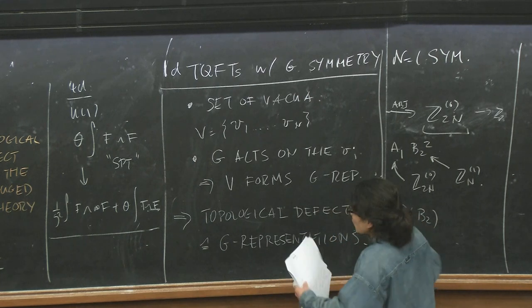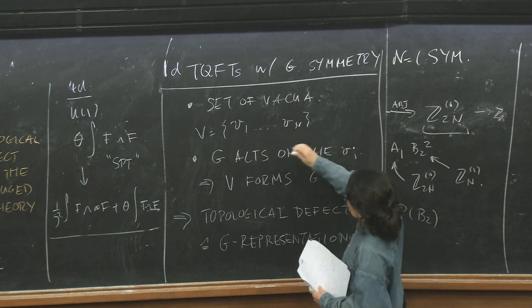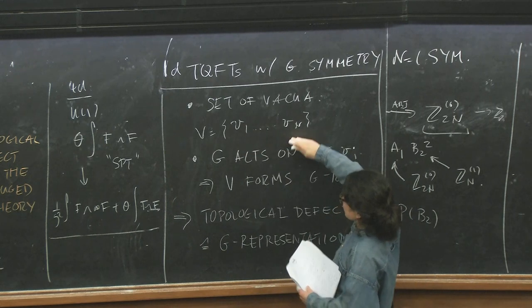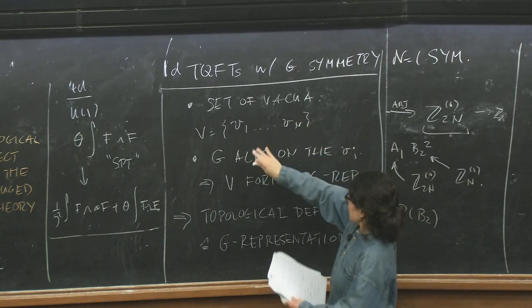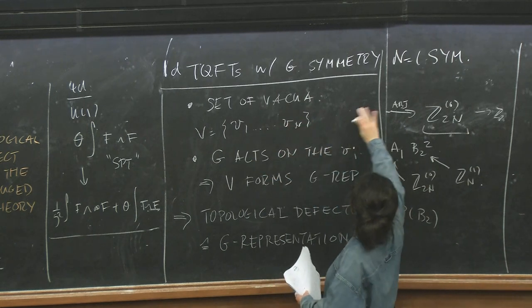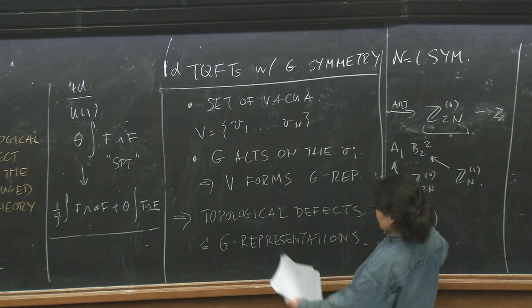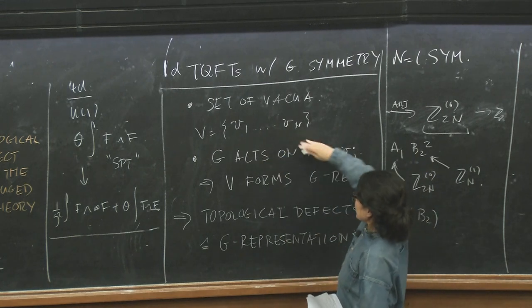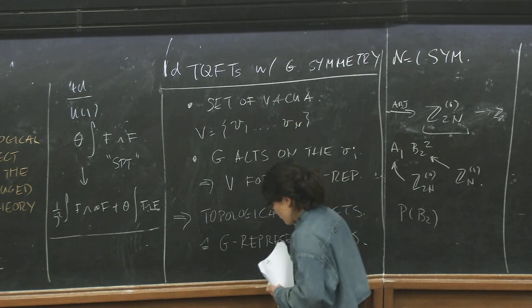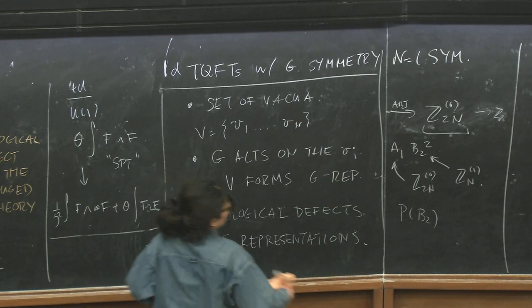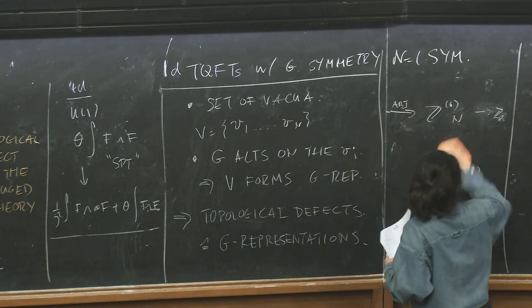And now I can ask, how does the fusion work? Well, you can sort of see if you have V1 to Vn, and you have W1 to Wm, and G is acting on these, right? And there's some decomposition into irreps of these and of the Ws as well, that their fusion is precisely. Now G will act on the collection of vacua Vi, Wj, precisely in terms of the tensor product representation.